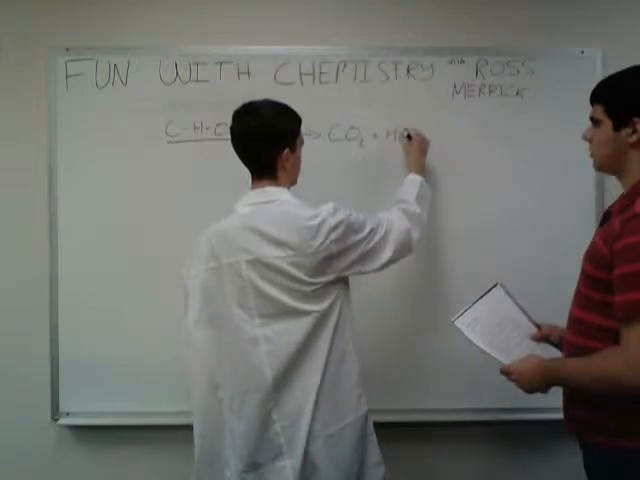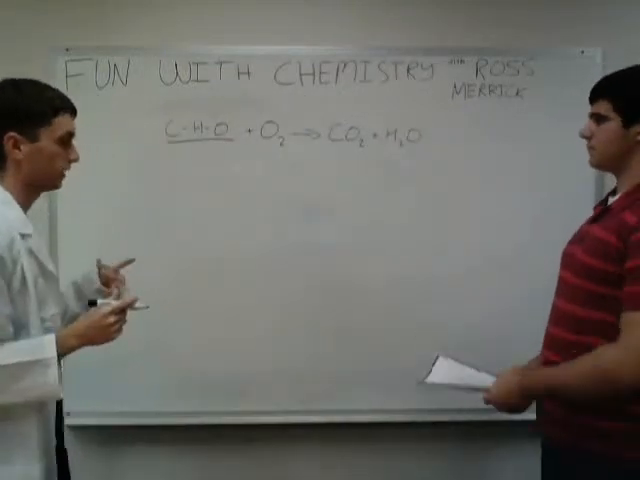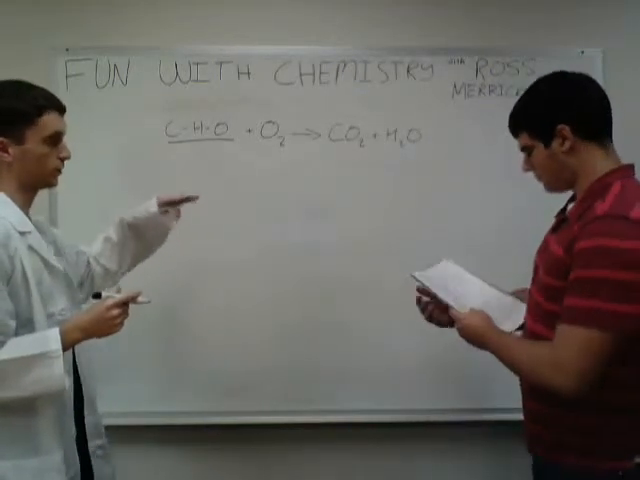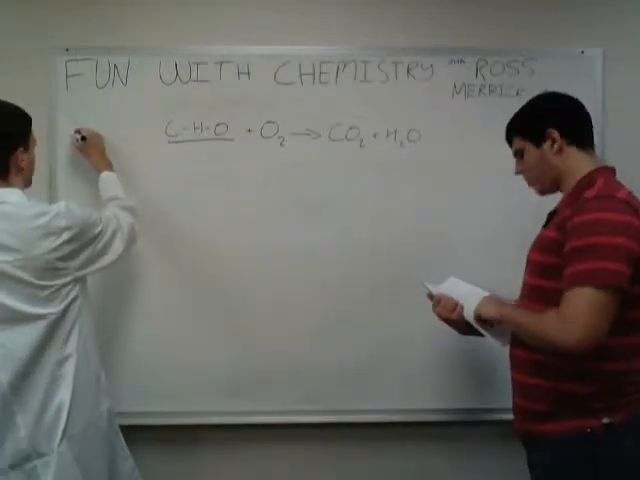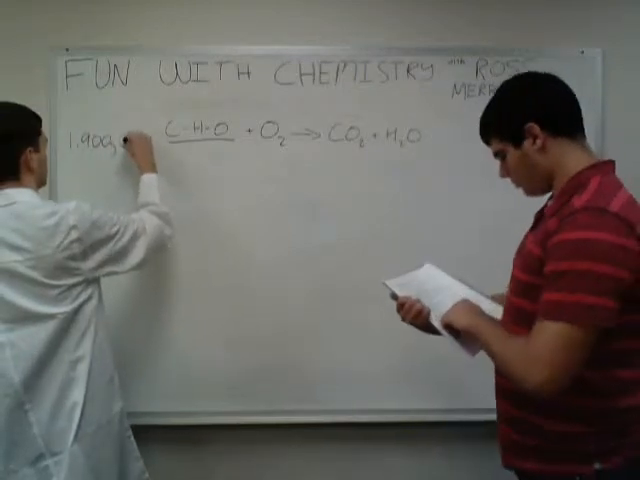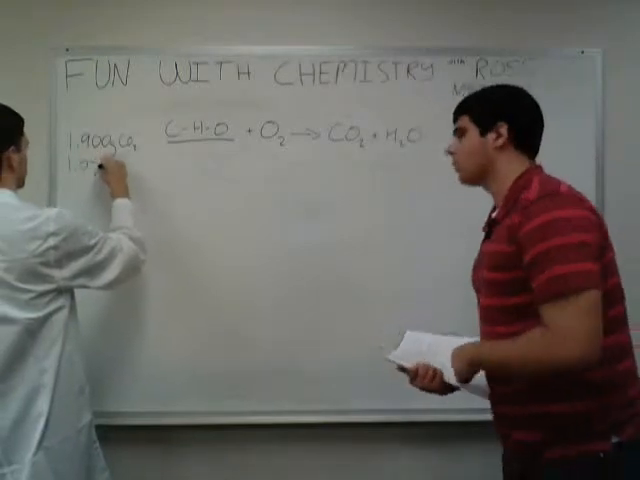All right. Makes sense. All right, so now that we have that, we need to know the masses of each. We're given the mass of carbon dioxide and water. Could you read those for me? We are given a mass of carbon dioxide to be 1.900 grams. All right. And how about water? Water has 1.070 grams.